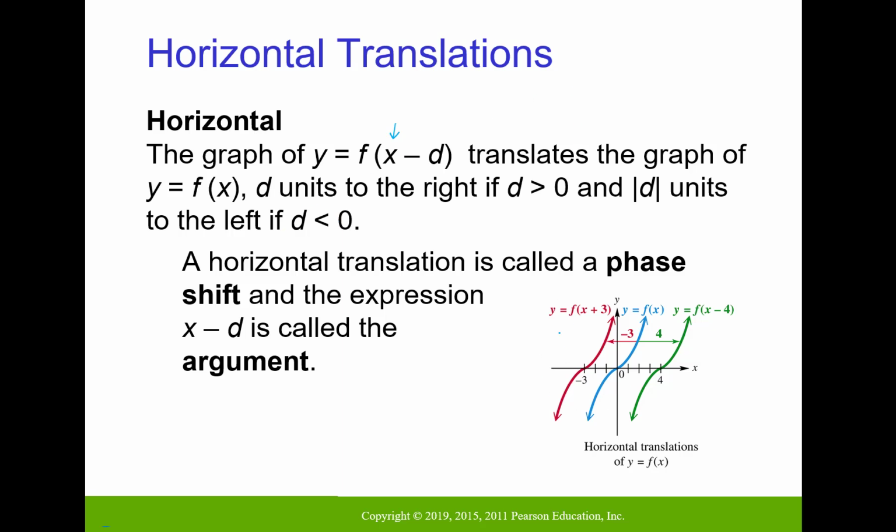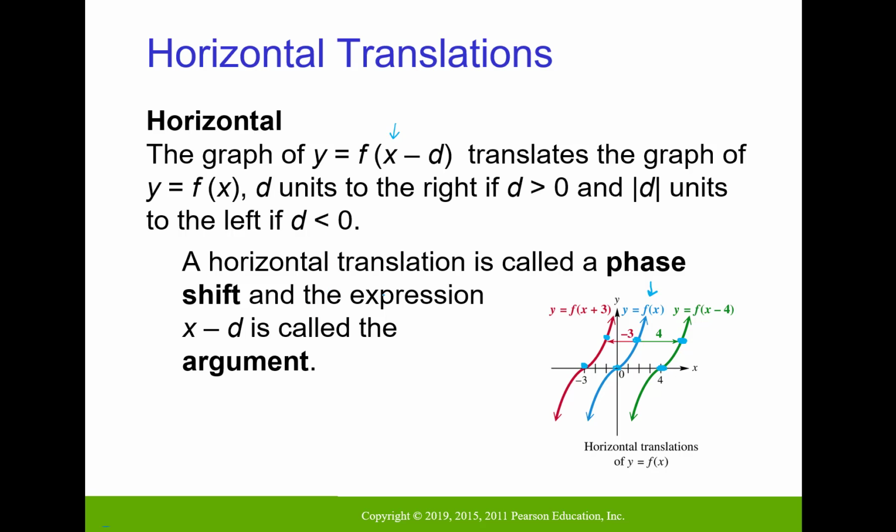So here's some pictures for you. So if your original graph is just regular f of x, then if you have minus 4, you actually shift that same exact graph 4 units to the right. So all of your points that you had here would just move 4 units to the right. And then if you have x plus 3, that actually takes your graph 3 units left. So all of your points would just move, but 3 units to the left.